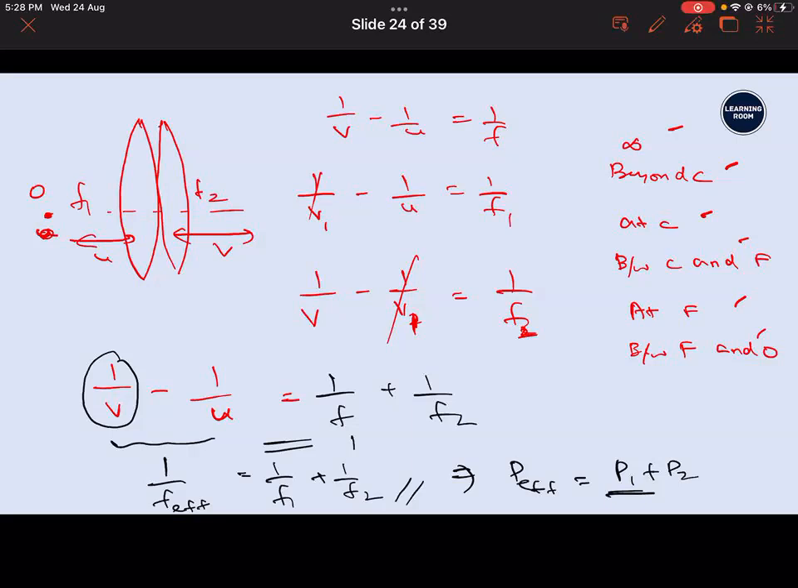Okay, shall I proceed? So here I want you to make a note that when you are applying this formula, you need to apply the sign convention. So 1 by f effective is equal to 1 by f1 plus 1 by f2. So power effective is equal to P1 plus P2. But when you apply this formula, you should apply sign convention.